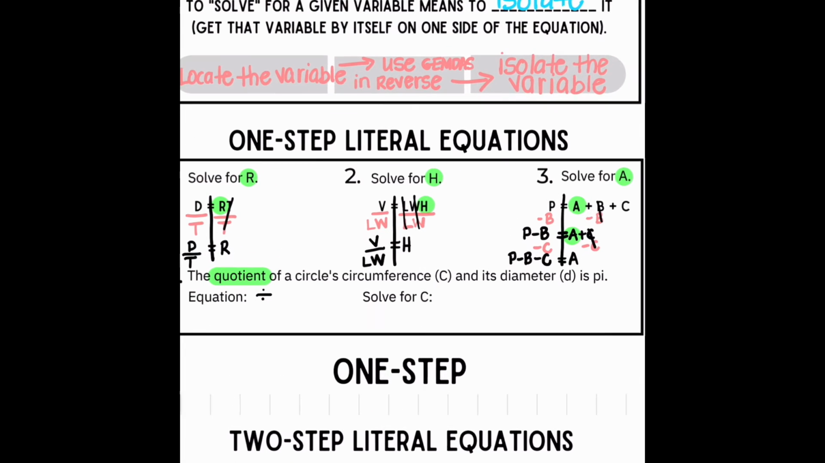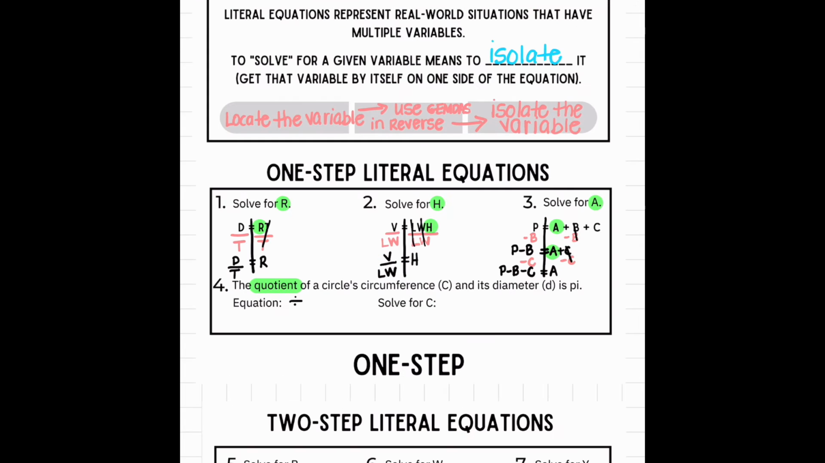So it's asking for the equation. So they're asking us to write this out. It says the quotient of a circle's circumference and the diameter. Quotient means division. So we're going to do the circle divided by the diameter is pi, and they're asking us to solve for c here.